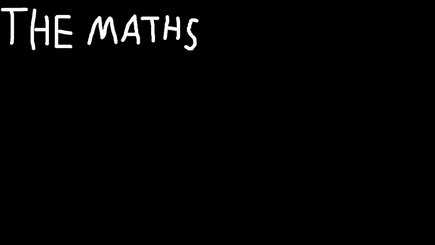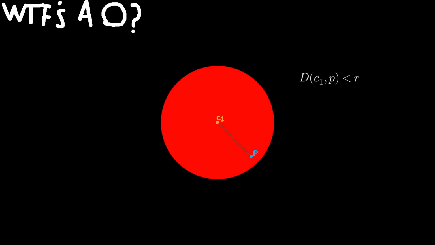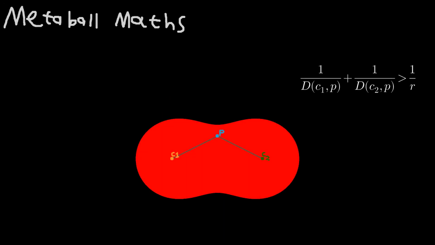To see why this is the case, let's look at the equation for a circle. A circle is defined as the set of all points such that the distance between our point and the circle's centre is less than a threshold. This threshold is called the circle's radius, r. But we can flip this equation. Instead of having distance smaller than or equal to r, we can have 1 over distance above or equal to 1 over r. Then to construct our metaball, we just write 1 over the distance between our point and C1 plus 1 over the distance between our point and C2 is above or equal to 1 on r.